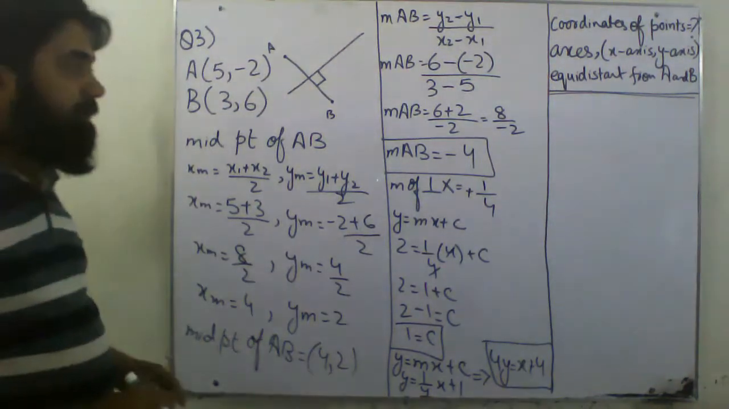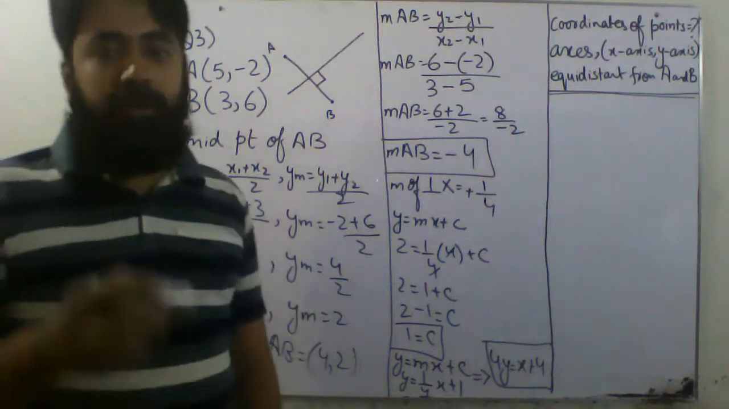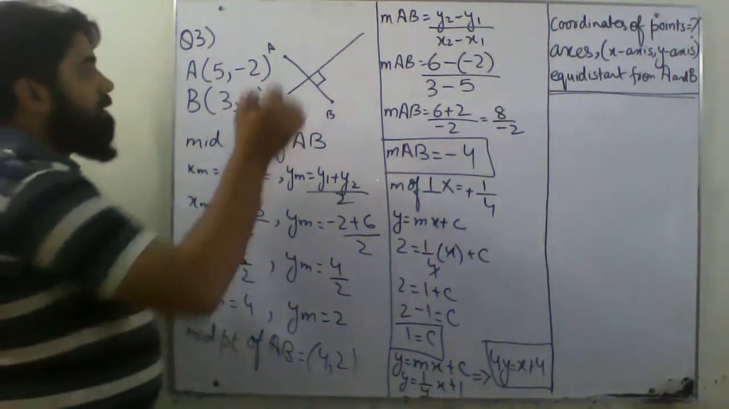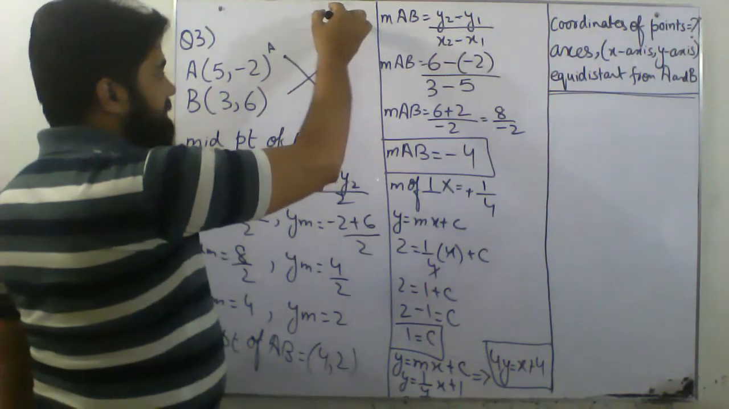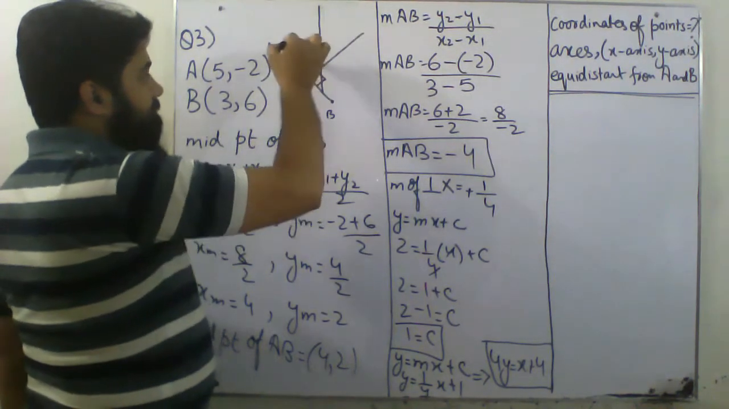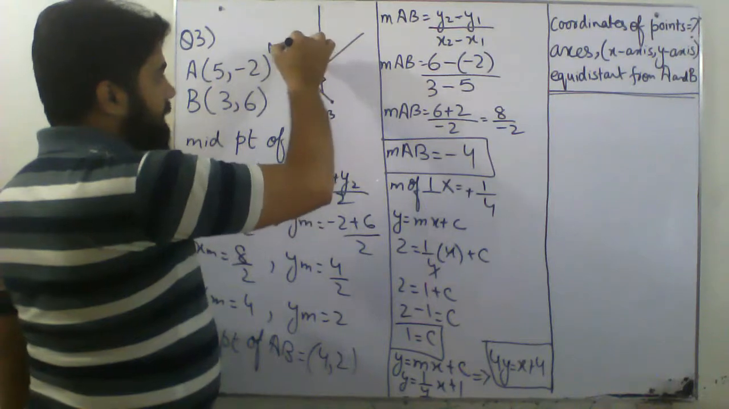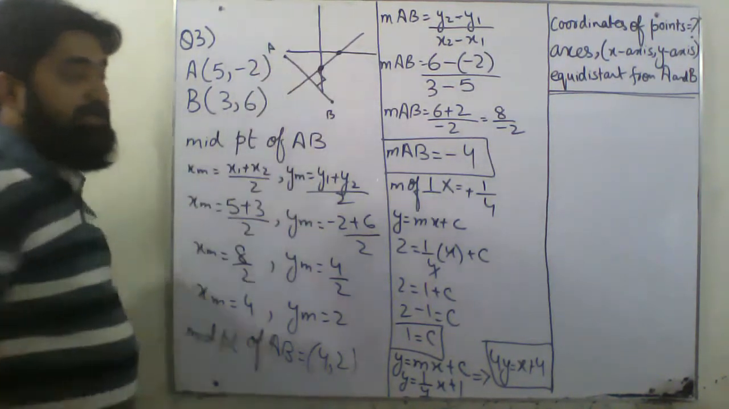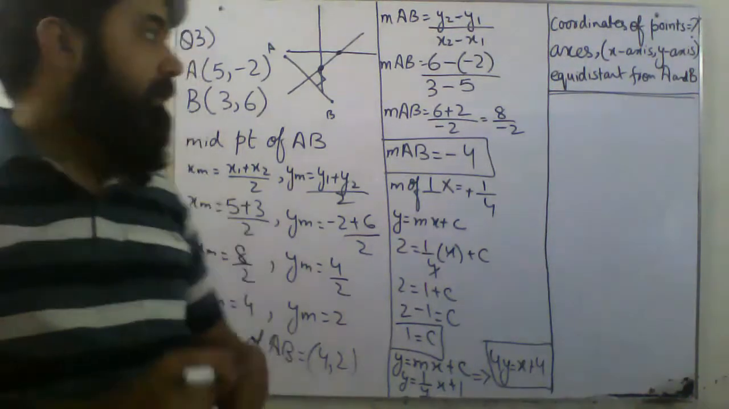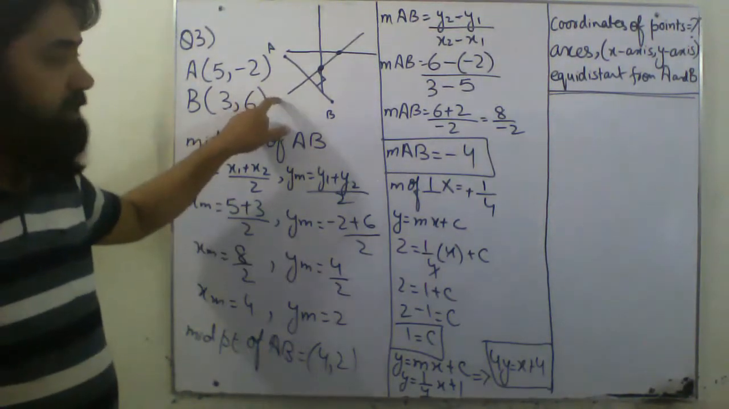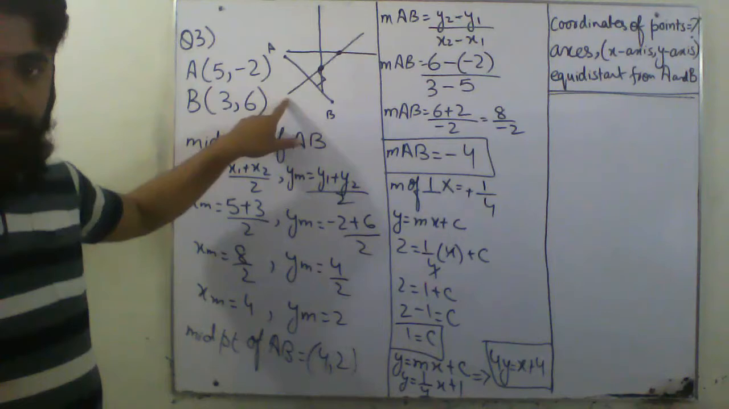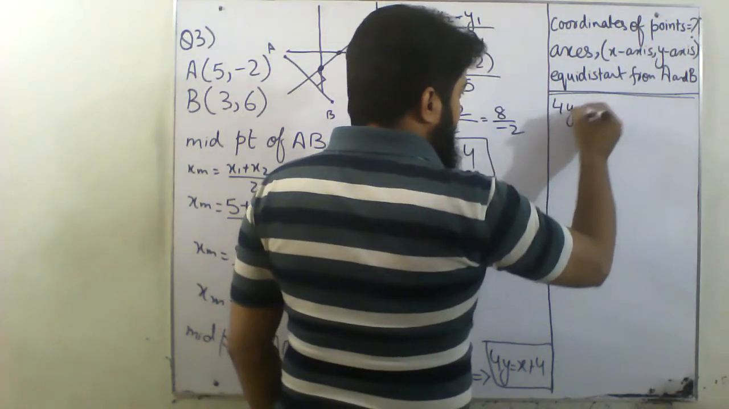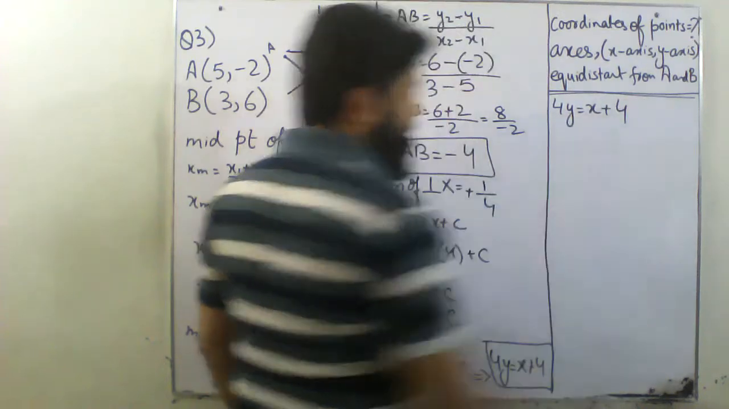So if those points are lying on the x-axis and y-axis and are on the perpendicular bisector, I can say that maybe those points are somewhere over here and somewhere over here. It's just a rough sketching. So first thing, what was the equation of this line, the perpendicular bisector? The equation was 4y equals x plus 4.